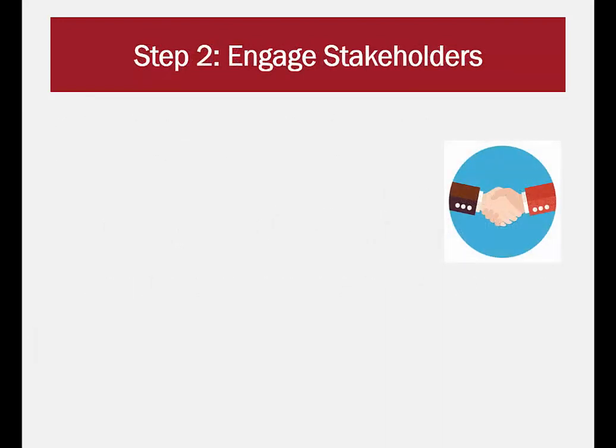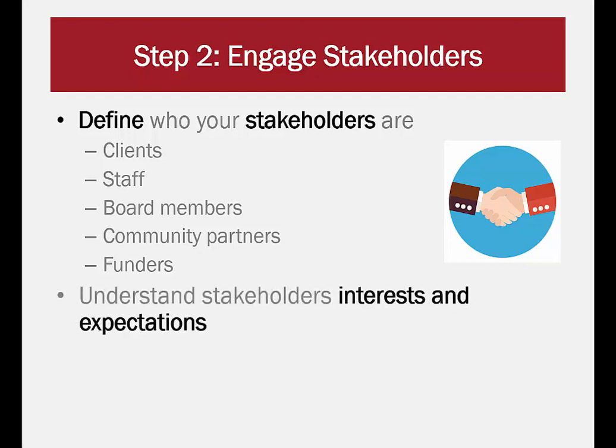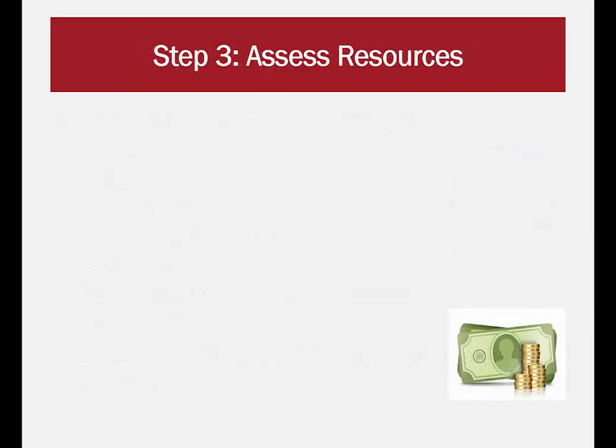Step 2. Engage stakeholders. This step involves defining who your stakeholders are and what their role will be. They might include clients, staff, board members, community partners, or maybe even funders. It is important to understand stakeholders' interests and expectations, and very important to involve stakeholders in the decision-making process. This will increase the likelihood of success. Using the objective you defined in Step 1, describe who the stakeholders would be and what you think their interests and expectations are.